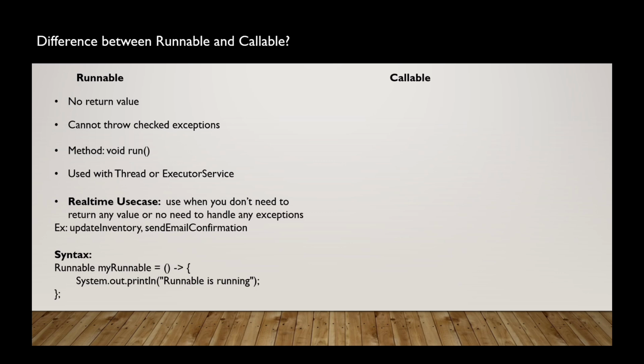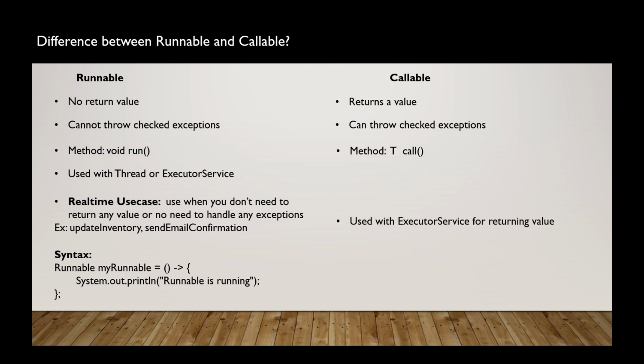And to resolve all these issues, Callable came into the picture. Callable can return a value, and it can throw some checked exceptions. And here the method of Callable is call with return type T. And we can use this with ExecutorService. We can also use it with Thread, but it will perform the same operation, but Thread cannot get any return value. So by using ExecutorService we can get a value in return. By using Future we can get that value.